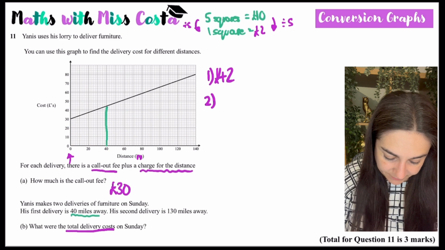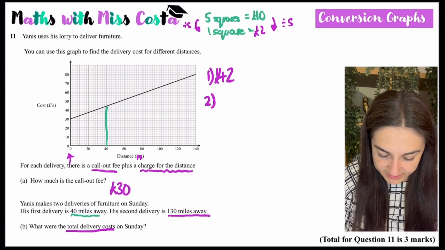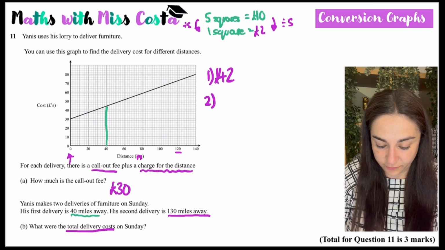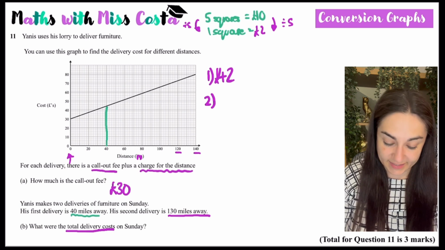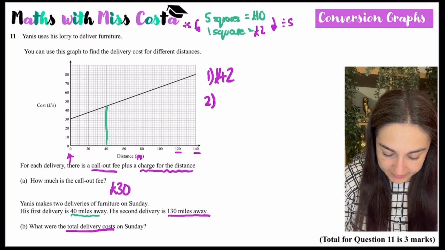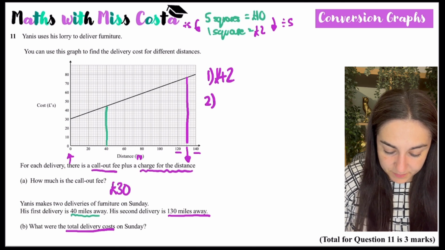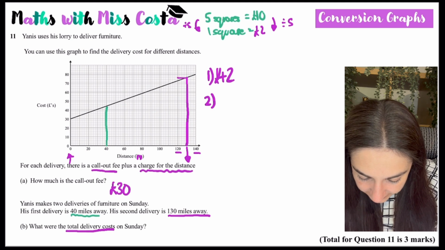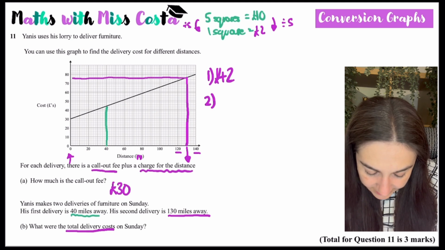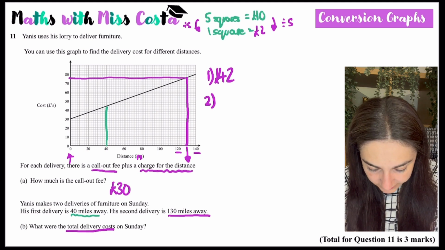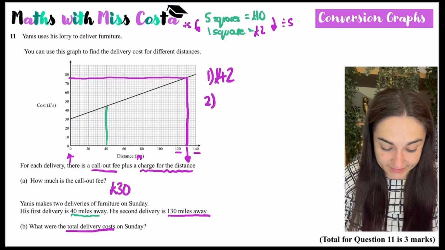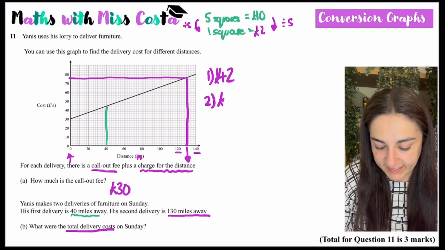And for the second delivery, that's 130 miles away. So again, I know that 120 is here, 140 is here, and 130 is going to be exactly halfway. So this would be 130. So I draw a straight line up to the graph and I go across, and once again, that's 3 squares up. So 72, 74, 76. So that would be £76.